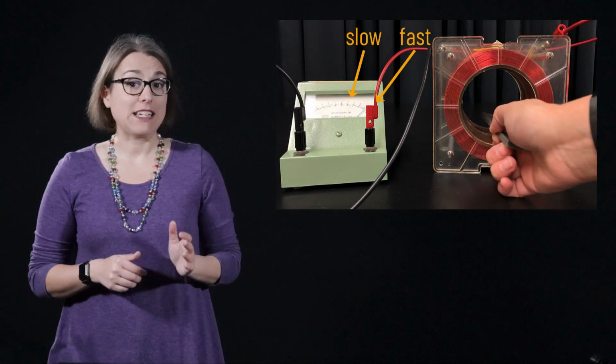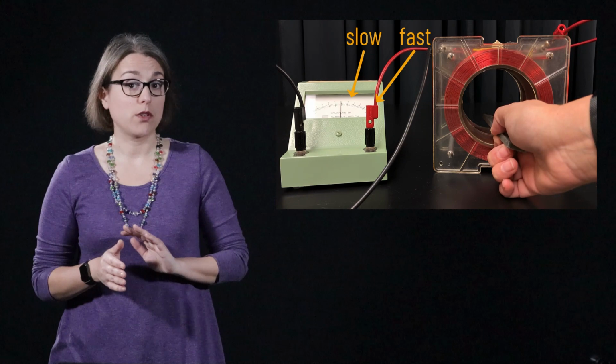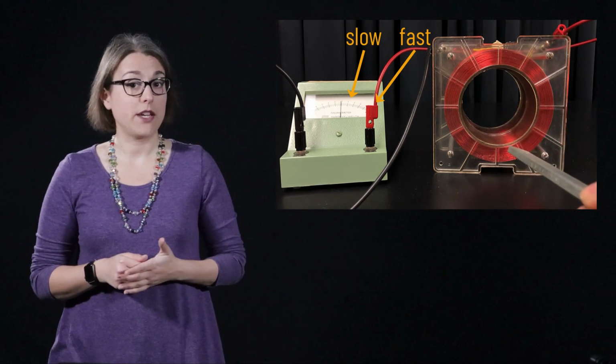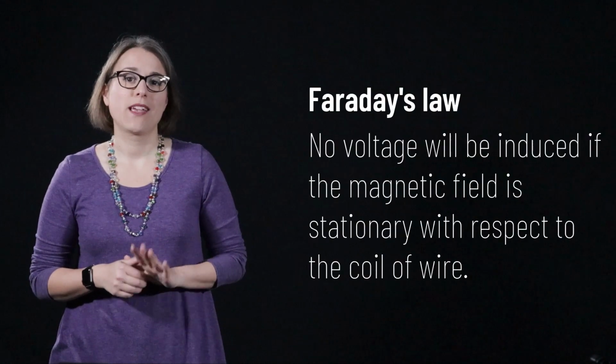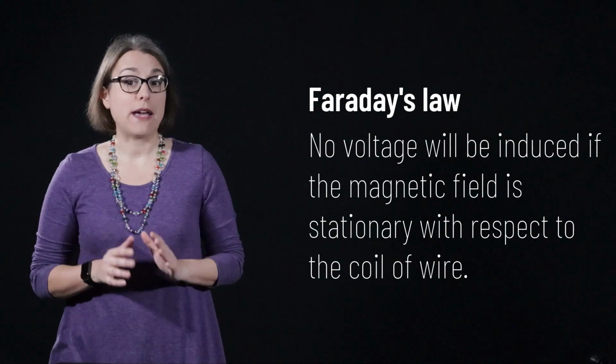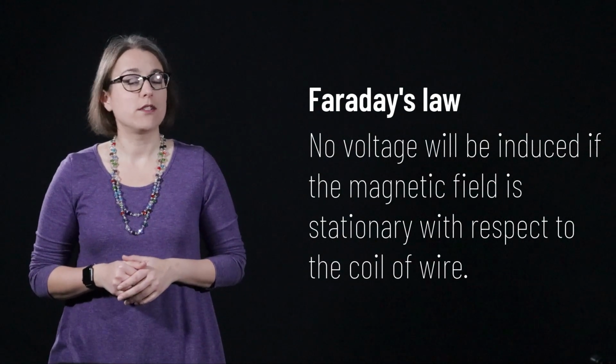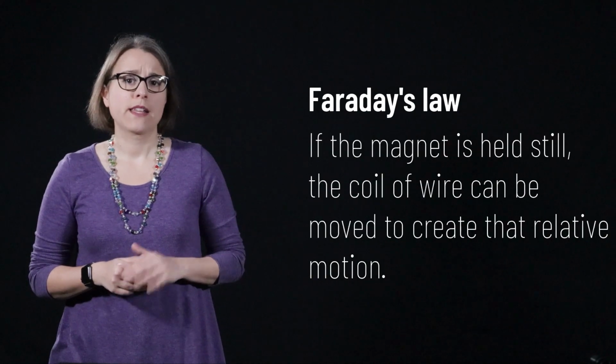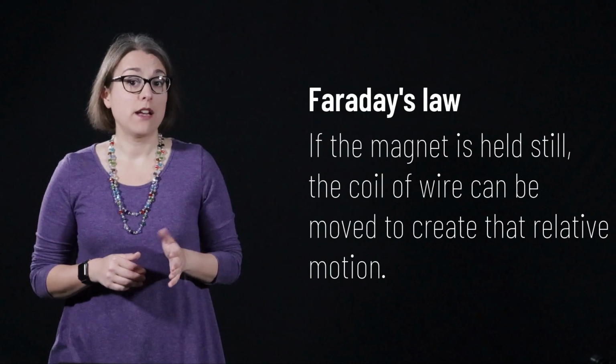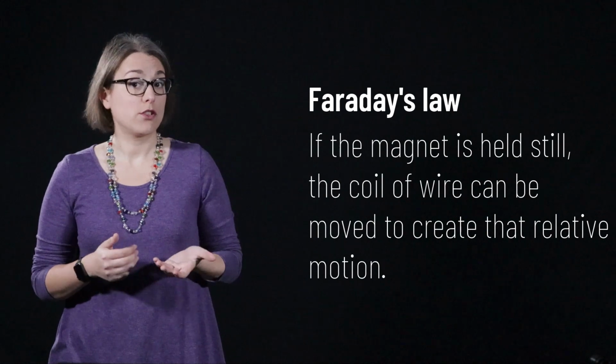Note that if the magnetic field does not move, there will be no induced voltage, and therefore no current. Faraday's law tells us that the magnetic field must be moving with respect to the coil of wire to induce any voltage. If the magnet is held stationary, then the coil of wire can be moved to create this relative motion.